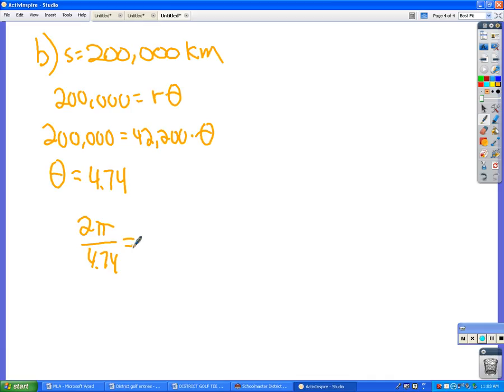I did that backwards, sorry. I need to know what fraction of the way it is around. So 4.74 divided by 2 pi. It's going to be less than 1. I got 0.75. Okay. So what you did wrong is you have to have your 2 pi in parentheses when you divide. Otherwise it'll divide by 2 and then multiply by pi. Anyway, so it has gone about 3/4 of the way around the Earth.